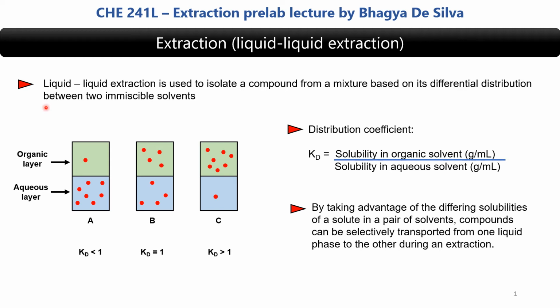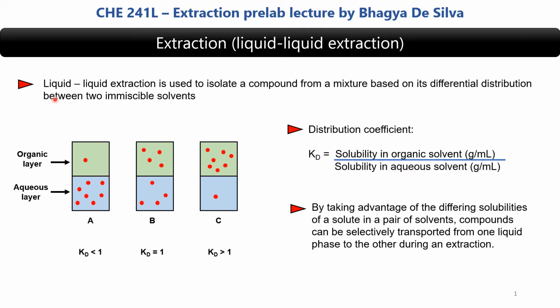Liquid-liquid extraction is a technique that can be used to isolate a compound from a mixture based on the differential solubility of that compound between two immiscible solvents. The two immiscible solvents are usually a pair of a polar solvent and a nonpolar solvent. And usually polar compounds will be more soluble in polar solvents, while nonpolar compounds will be more soluble in nonpolar solvents.